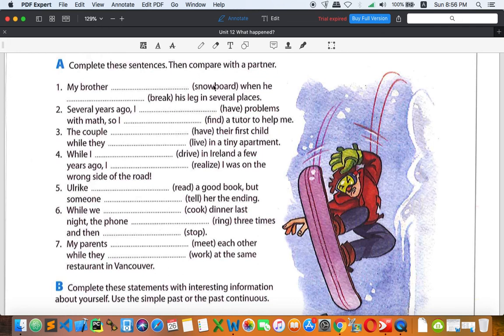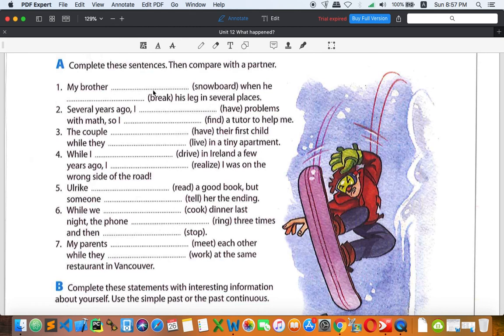But if you say that he snowboarded and then he finished, and then he was breaking, it is impossible. He didn't do anything, right? And how can he break his leg? It's impossible. So that is the reason we need to compare these two situations, whether they are logical or not.